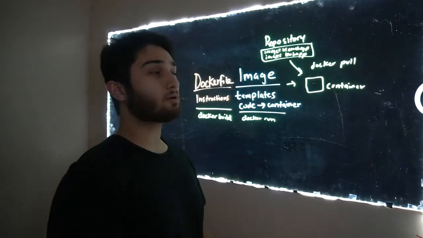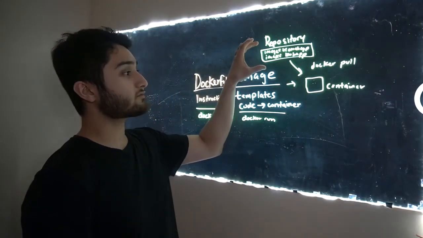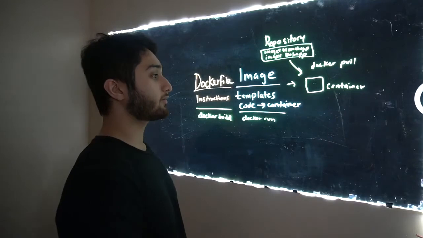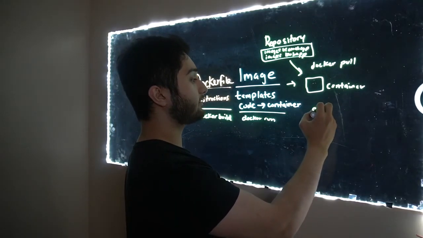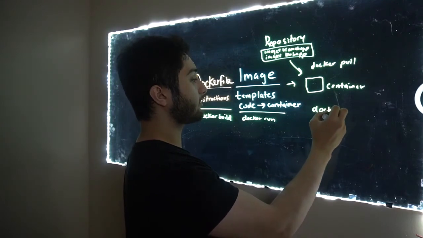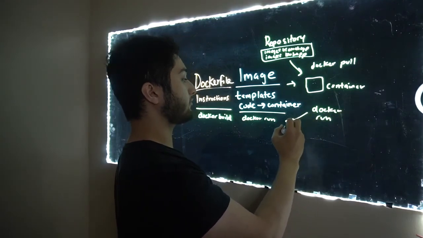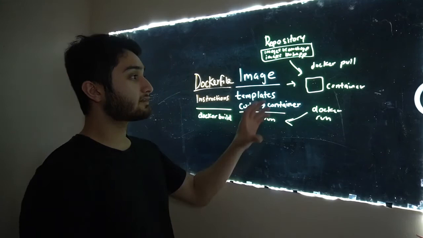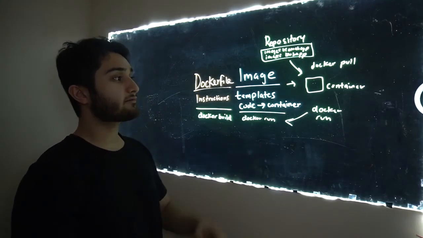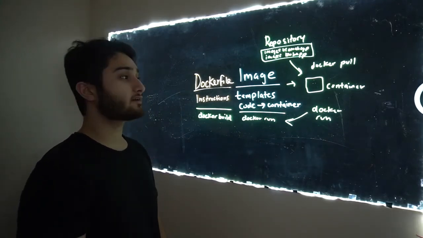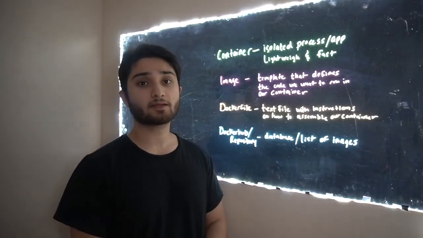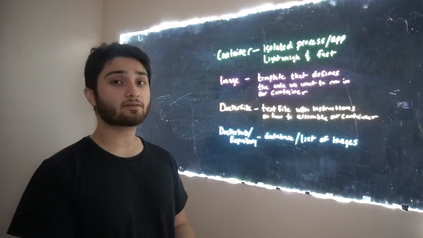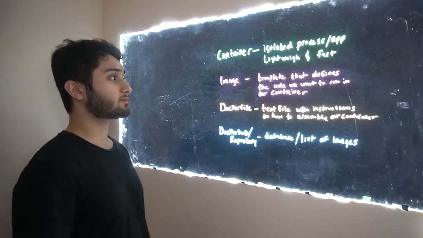And the docker pull command will allow us to pull images from our repository onto our local operating system. And once we have the image, we can actually go ahead and run our docker run command from right here and build this image onto our computer and have it readily available as a container that we can interact with. Now, I realize I've thrown a lot of information at you, but to just sum everything up, here are the four main key concepts of Docker.